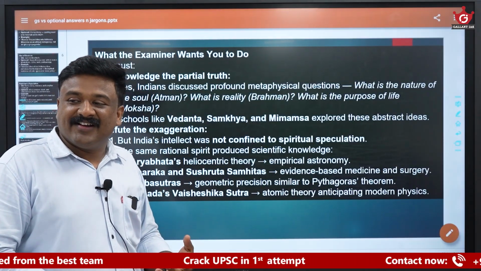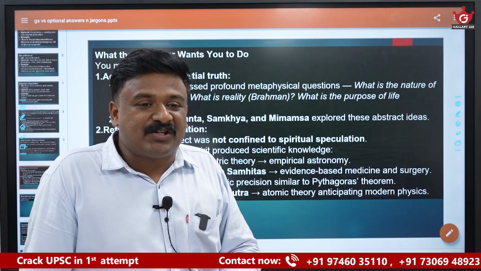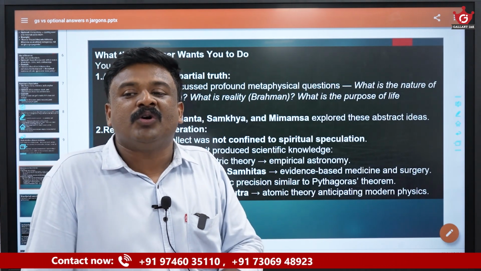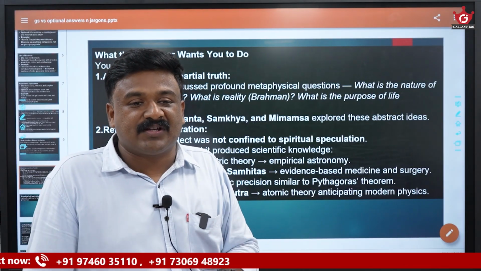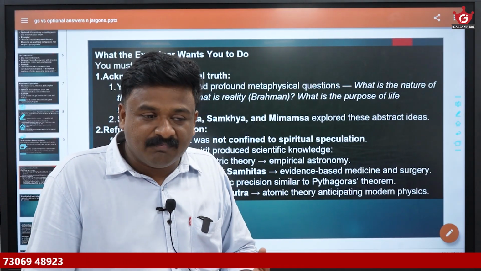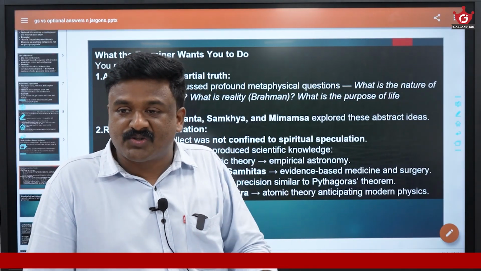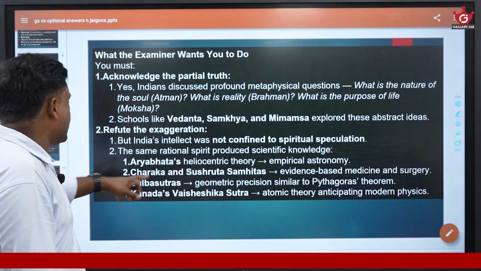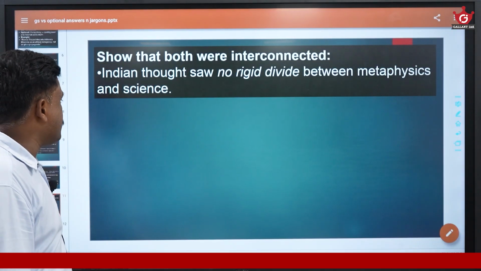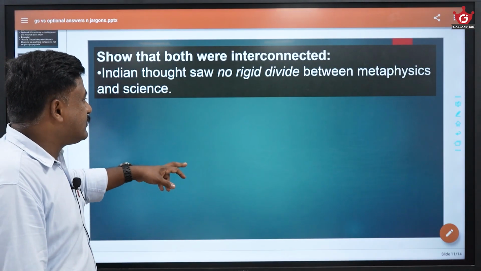So there are lots of intellectual thoughts of early Indians, not limited only to spiritual speculation or metaphysical thinking. In fact, they were more rational and scientific, leading to scientific discoveries. That way, you have to go for this answer. Show both are interconnected, that in Indian thought there is no rigid divide between metaphysics and science. That way you can conclude this answer also. What legacy we followed.